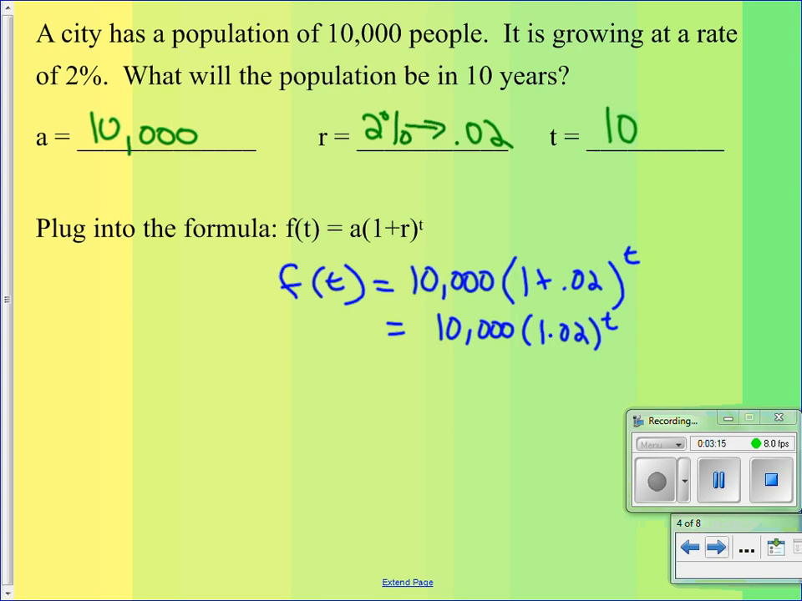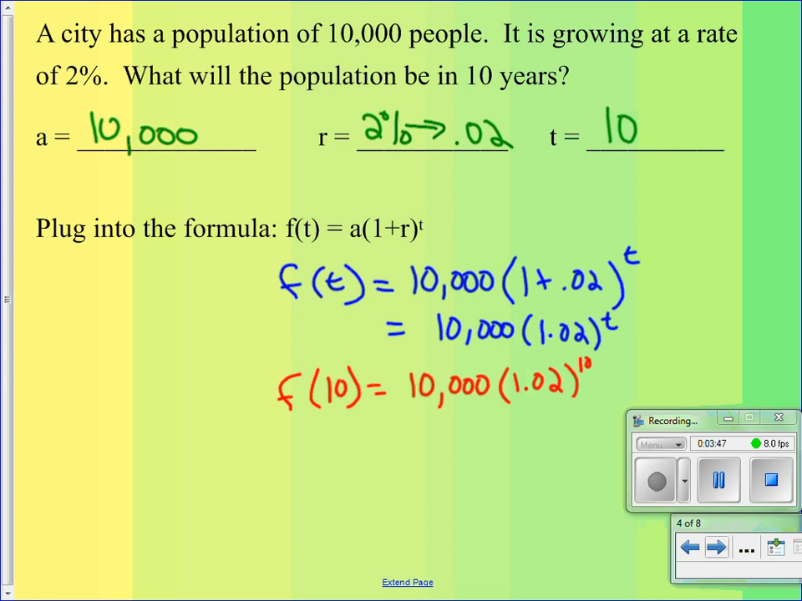The future population we want is 10 years. So f of t is going to equal f of 10, because we are finding 10 years. So we are plugging 10 in for t. Remember, the 10 is the exponent on the 1.02. It does not affect the 10,000.